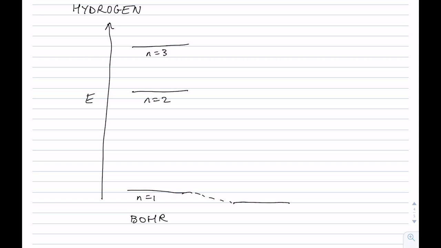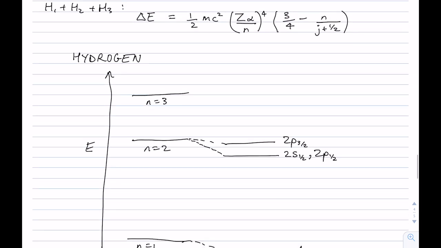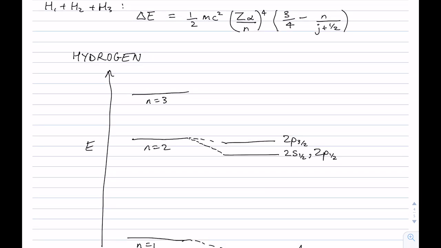Well, 1s 1/2 doesn't split. So this is plus relativity. This is adding those three terms that we just talked about. But n equals 2, that's 2s and 2p, right? These guys get split like this, so that you've got the 2s 1/2 and the 2p 1/2 are here, and the 2p 3/2 is here. Because, again, it only depends on j, this formula. It doesn't depend on l. So 2s 1/2 and 2p 1/2 are still degenerate.